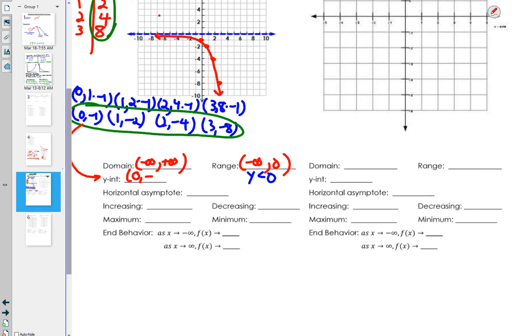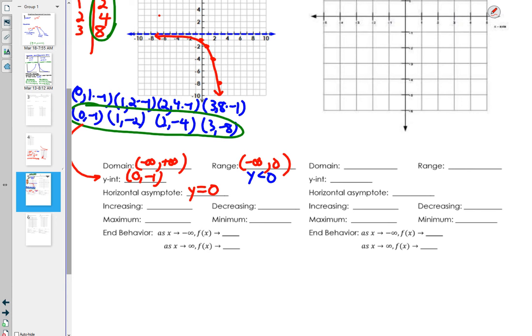At 0, -1. I know my drawing isn't the best, but it's not easy to draw with these things. Again, where was our horizontal asymptote? Yeah, y equals 0.